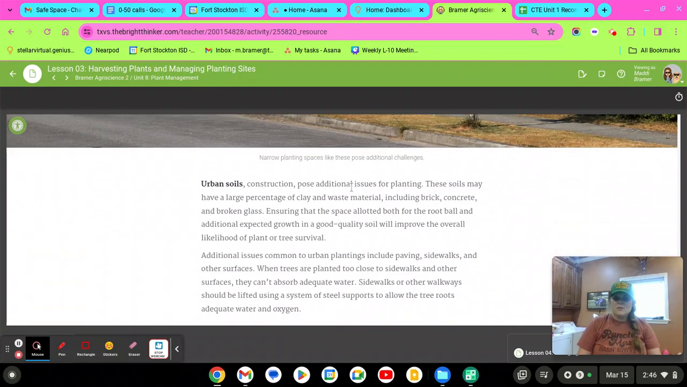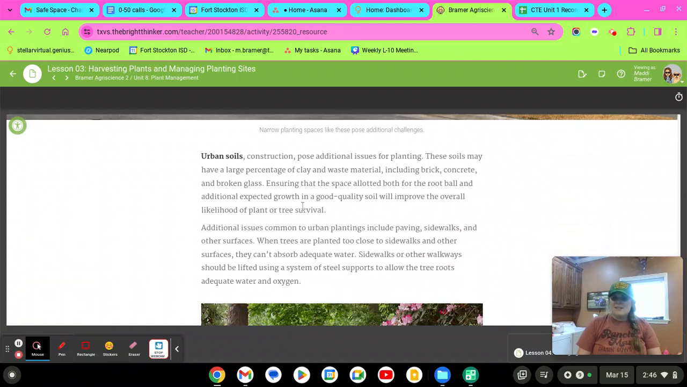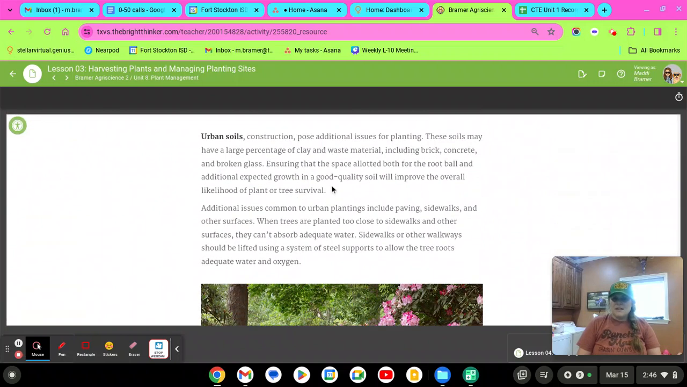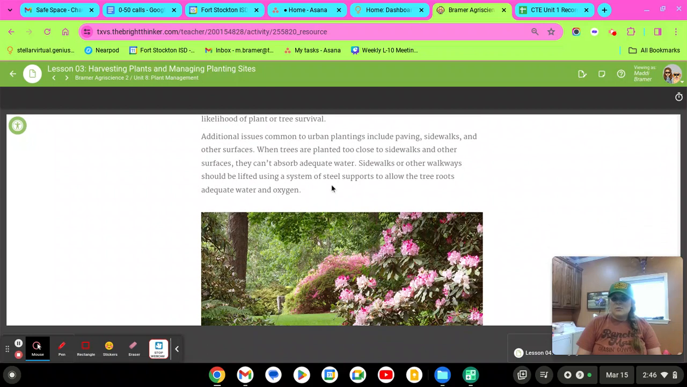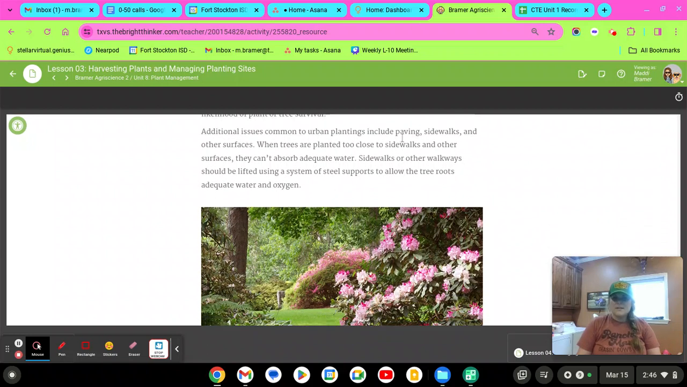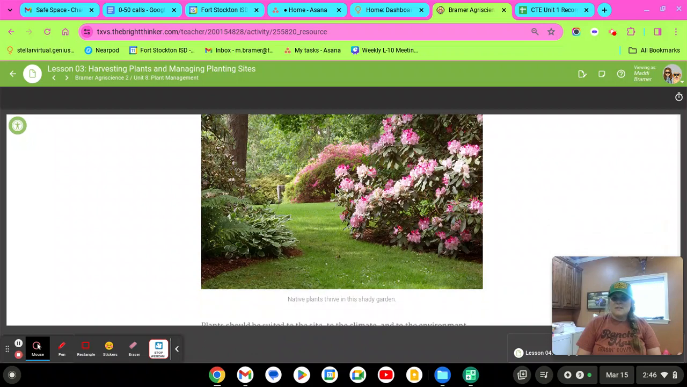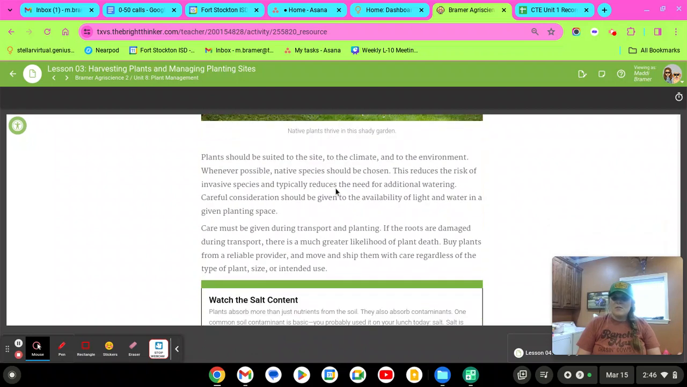Urban soils, construction pose additional issues. There's a lot of waste building material left in there, so that's not really great soil to pursue tree survival. Some other issues are paving, sidewalks, and other surfaces. They don't get enough water if they're too close to these, or oxygen. Roots need to grow, they need to spread out and expand.